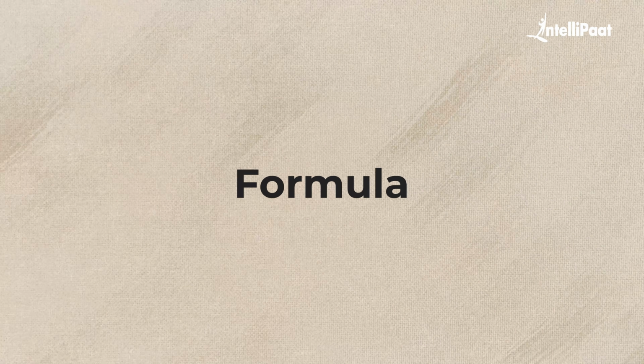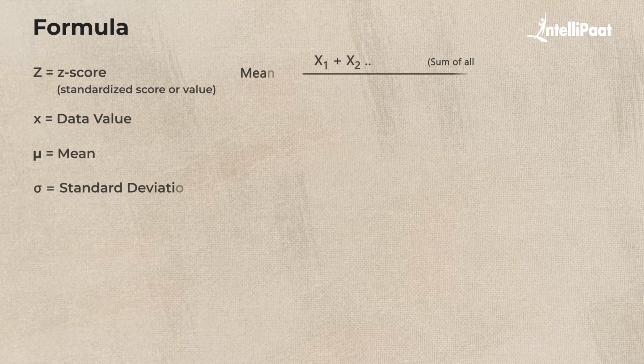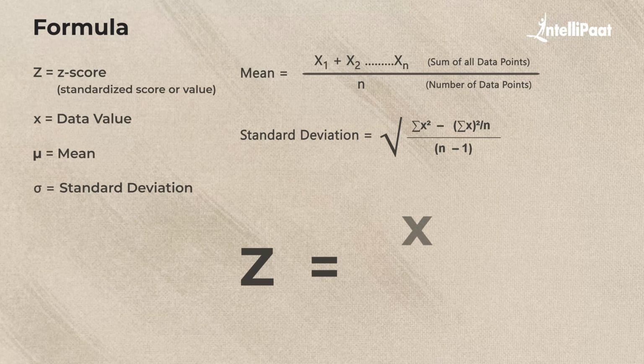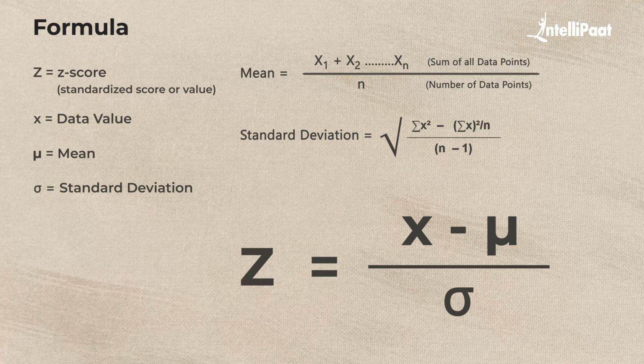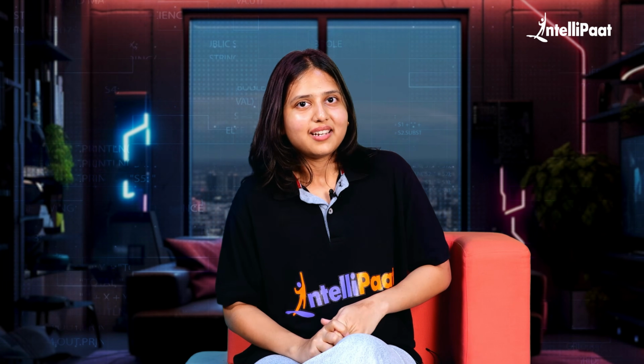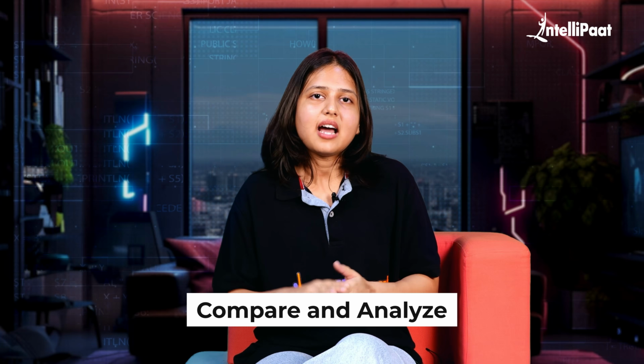Pretty neat, right? Now let's get into the nitty-gritty of how you actually standardize your data. Don't worry, it's simpler than it sounds. Here's the formula you'll be using. First, you'll need to calculate the mean and the standard deviation for your variable. Once you have those, for each value in your dataset, you subtract the mean and then divide by the standard deviation. And voila, you've got your standardized value. See, not so bad. By leveling up the competition in your data, this strategy makes it much easier to compare and analyze.